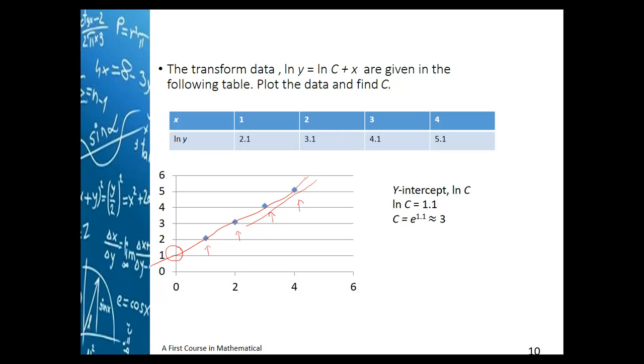And you can see, oh, don't forget this one. Now instead of y, your y-axis is ln y, and your x-axis is just your x. So it's easier, isn't it? In this case, your ln c now becomes 1.1, and once you have ln c equals 1.1, you can just transform back to c equal to e to the power of 1.1, and you get approximately 3. Nice, isn't it?